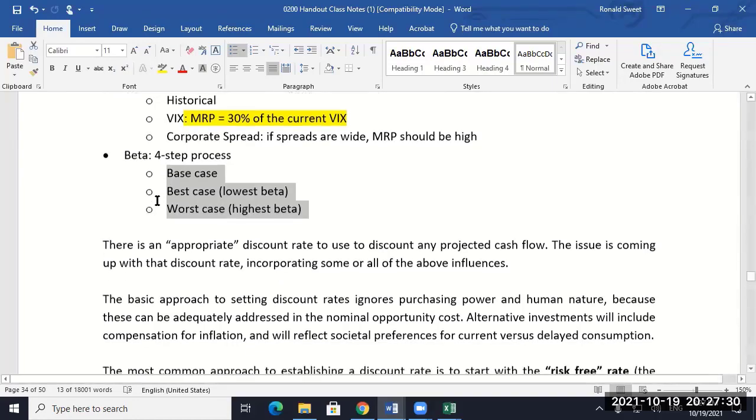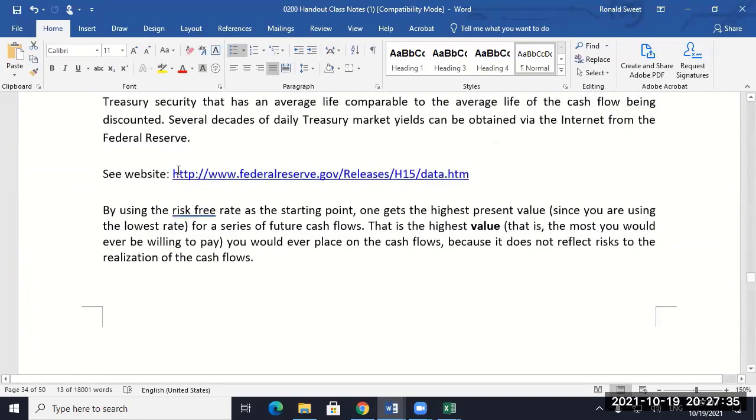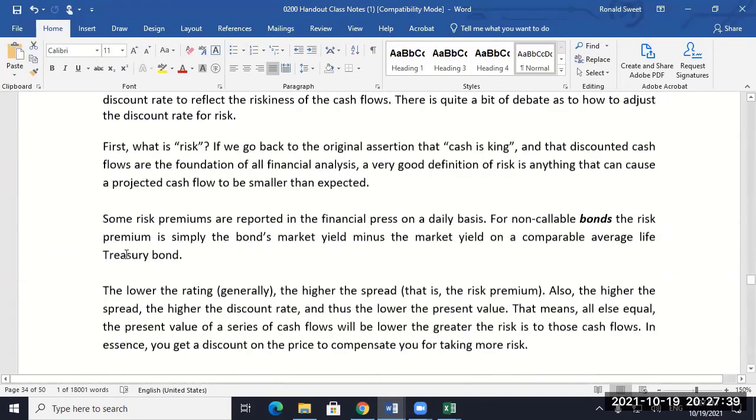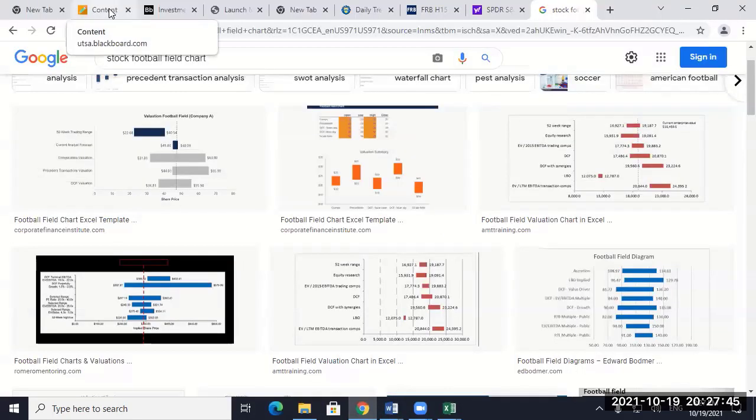All right, so I showed you how you can get historical treasury rates. All right, so let's talk market risk premium.